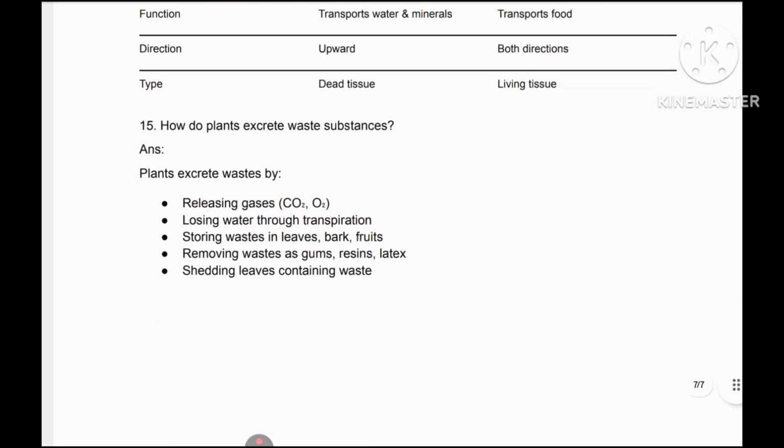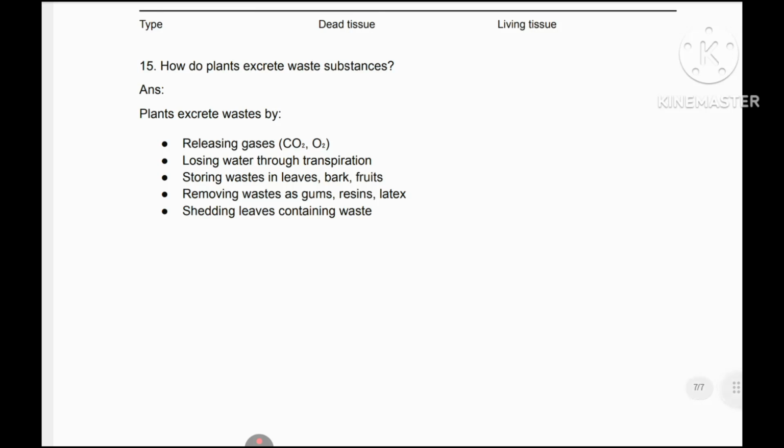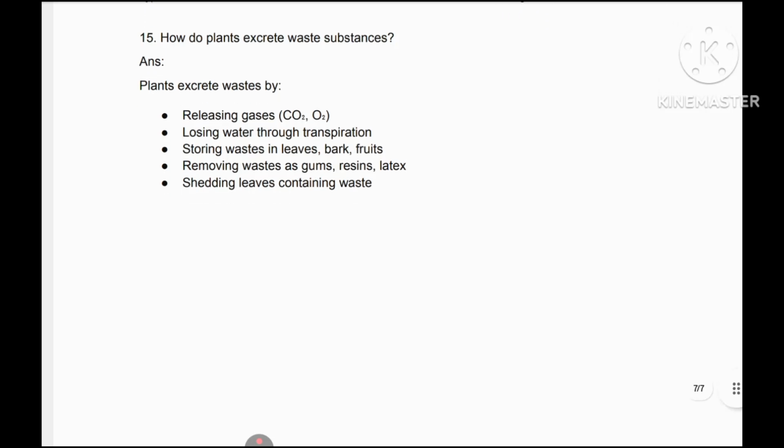How do plants excrete waste substances? Plants excrete waste by releasing gases CO2, O2, losing water through transpiration, storing waste in leaves, bark, roots, removing waste as gums, resins, latex, and shedding leaves containing waste.